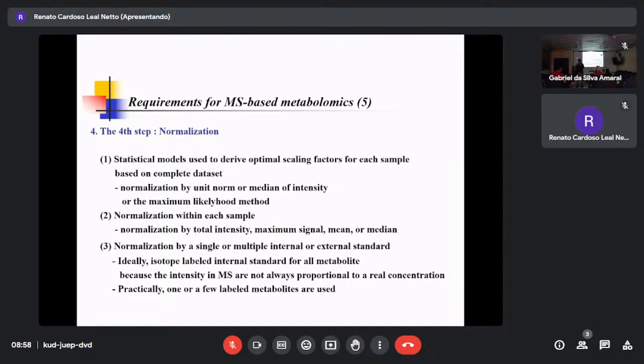But in this step, there are two words, normalization and scaling. I'll explain scaling later, in multivariate data analysis. Some people are confused. Scaling is peak-to-peak variation. Yeah, we have to use it. But normalization is sample-to-sample variation.